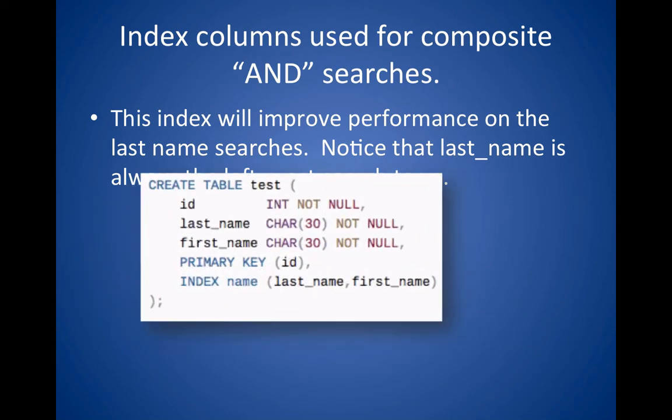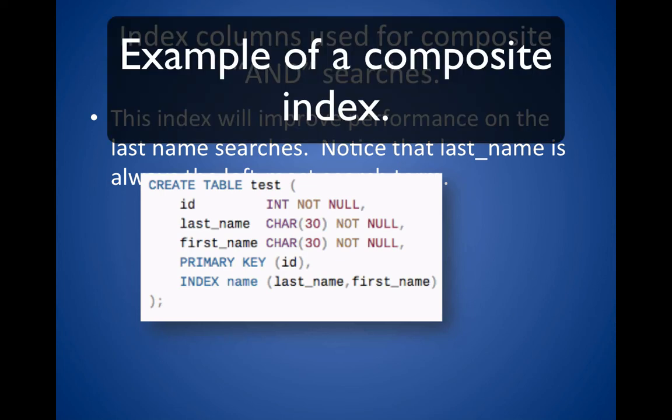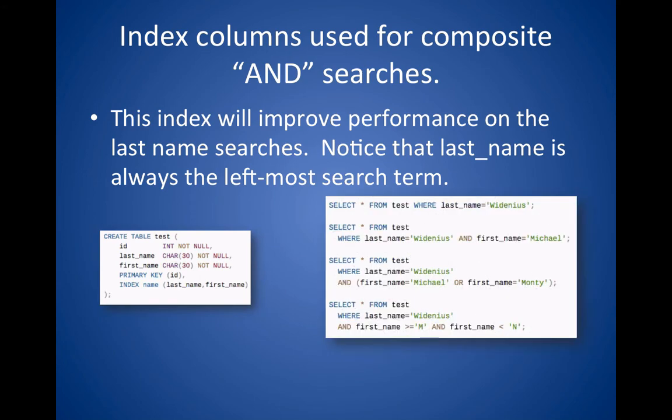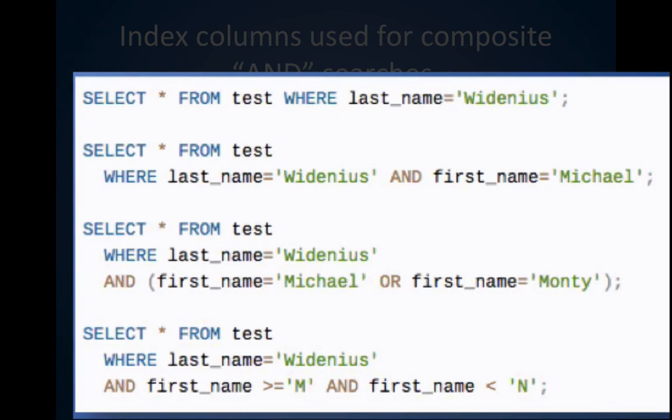So here's a SQL statement for when I create a table. Notice the last line in it says index name, and I'm using last name comma first name. If I were to use that index in searches, I would look at this list and think these are good candidates for using this index. You can see I'm using the where clause, where last name equals. And then the next line says where last name equals and first name equals. And the next one starts with last name. So all of these searches begin with the where clause, and the first item in the list is last name. All of those will benefit from this index that I created.